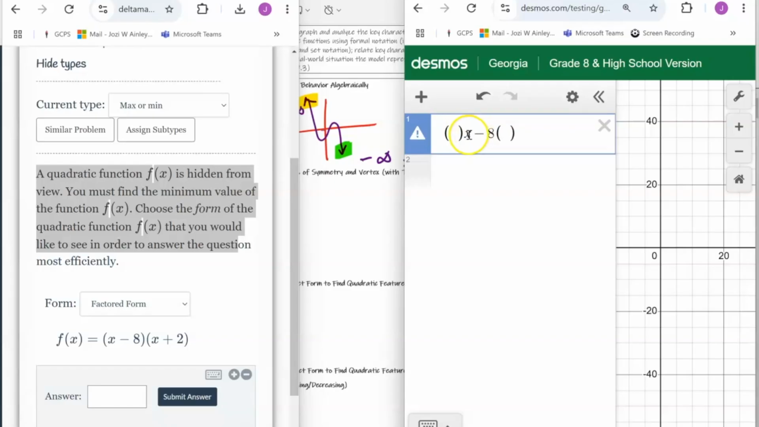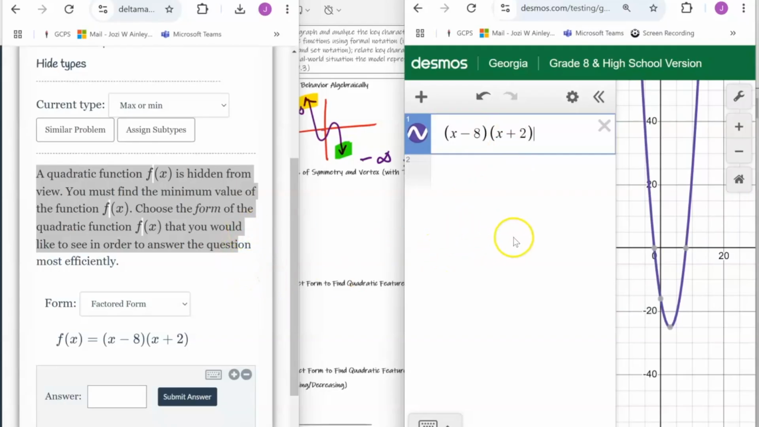And again, please make sure you're typing exactly what you see. So x minus 8 and x plus 2. All right, there's my quadratic. What is my minimum? Well, minimum is another word for what? The vertex, only at the bottom, okay?